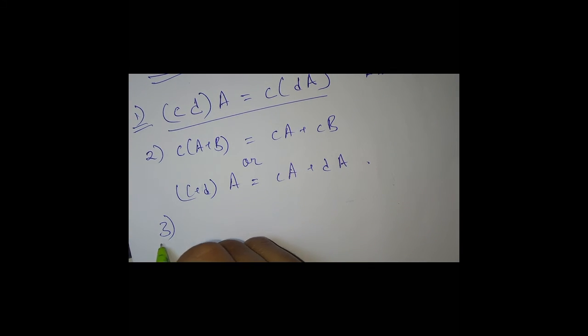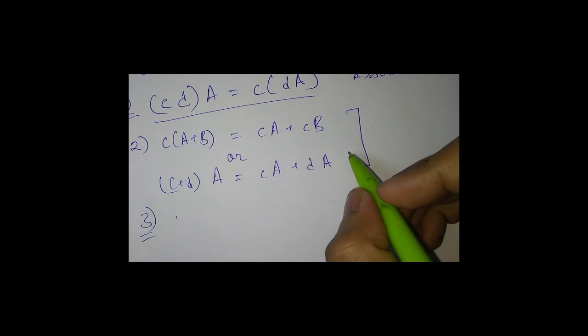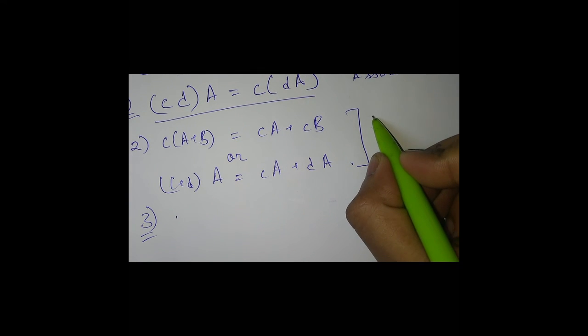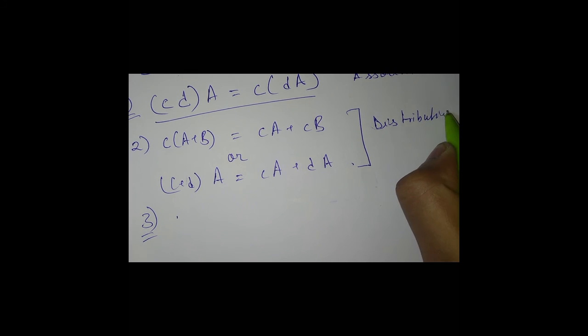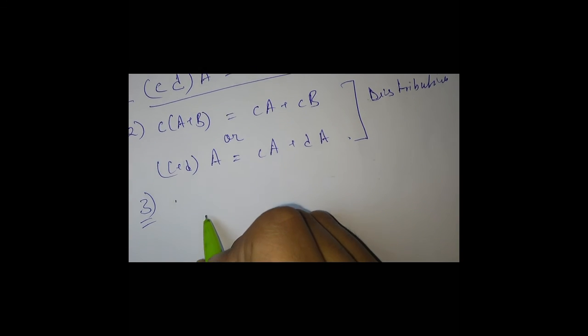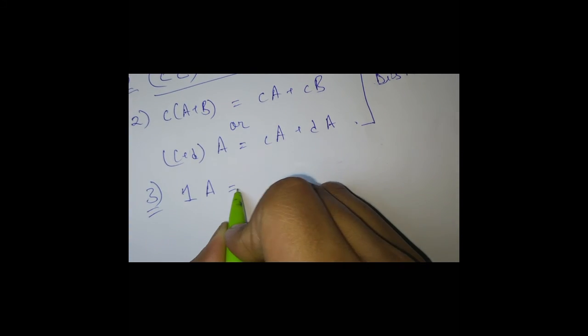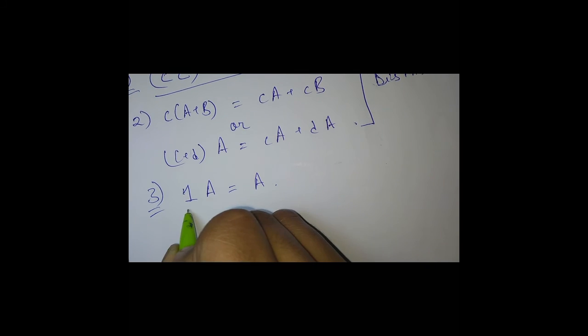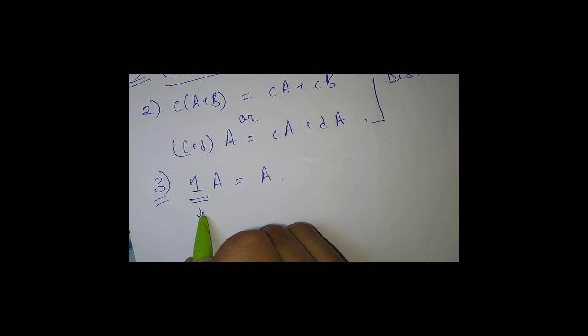Third property is of multiplicative identity, where if a matrix is multiplied by 1, it remains same. So 1 is multiplicative identity of scalar multiplication.